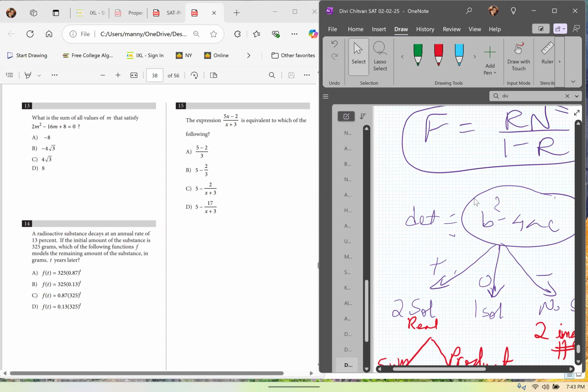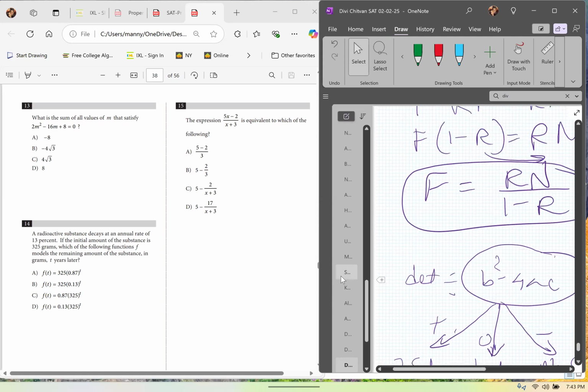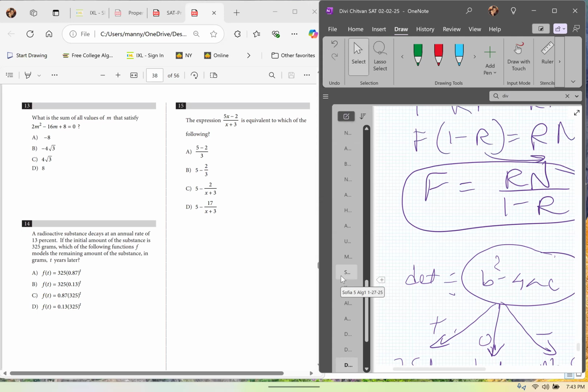See, usually when they have a question like this, what is a plus b or what is a minus b, usually you don't even have to find what a is and what b is. Usually you can find it in a much faster way. Okay, what else was hard? Number 15.